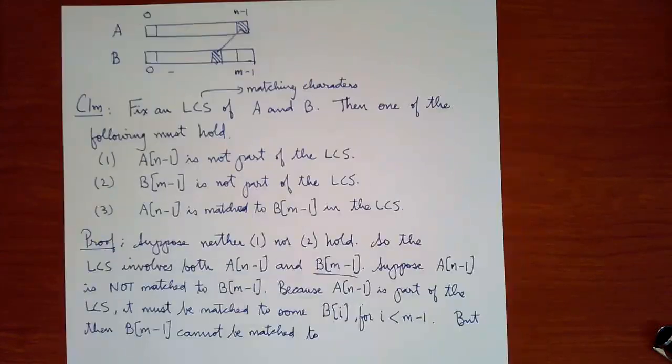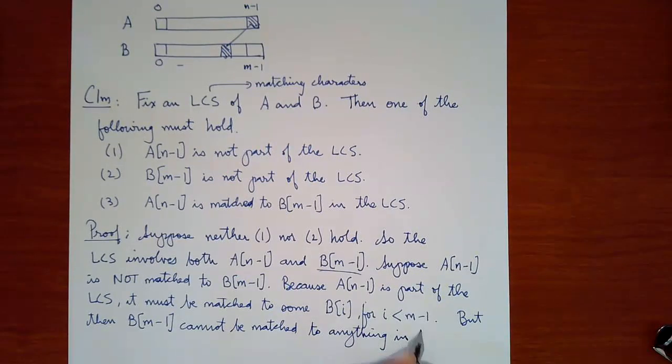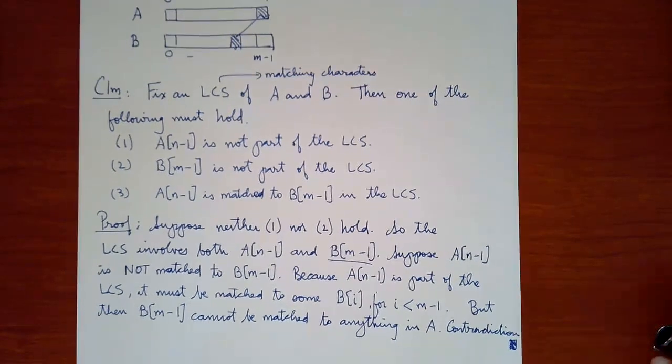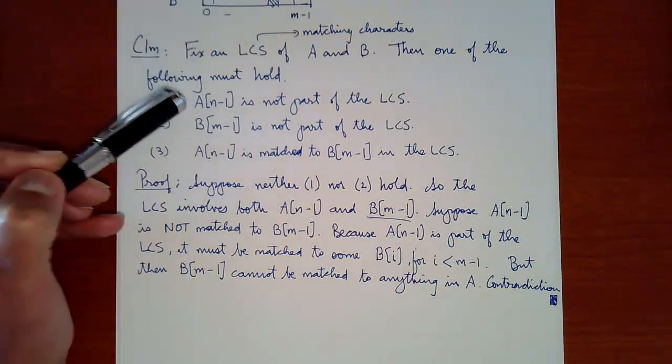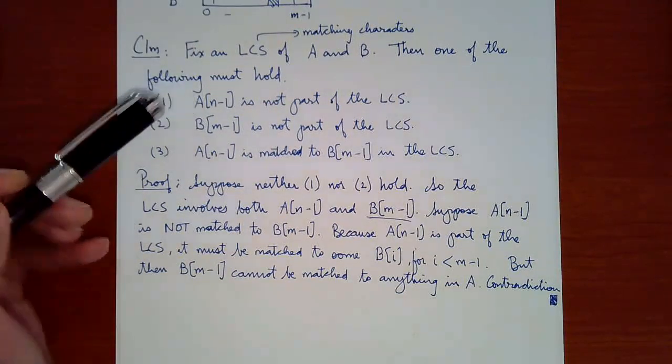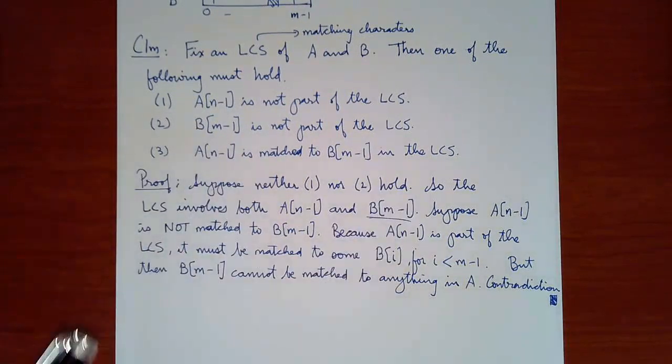B of m minus 1 cannot be matched to anything in A, which completes the contradiction. It's pretty straightforward. But does everyone understand? Does everyone understand this? Right, so either a of n minus 1 is not part of the LCS, b of m minus 1 is not part of the LCS, or a of n minus 1 is matched to b of m minus 1.